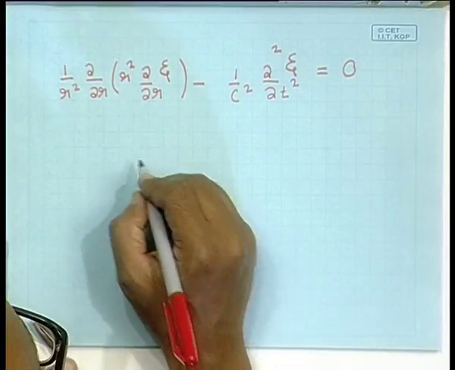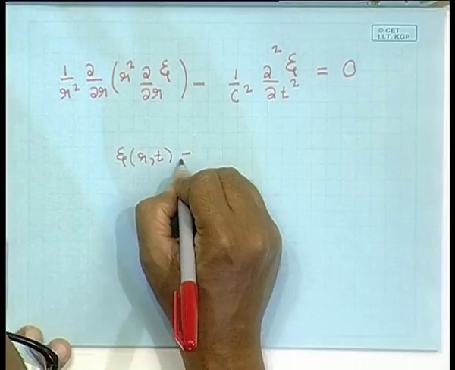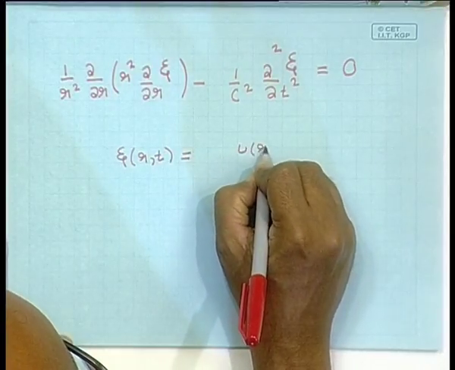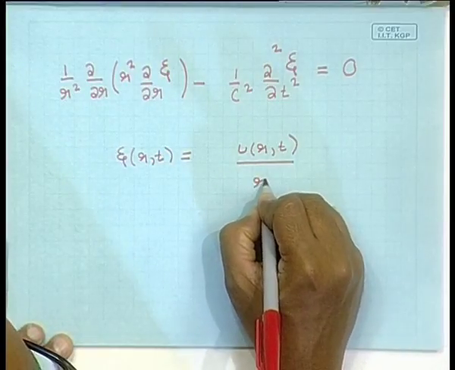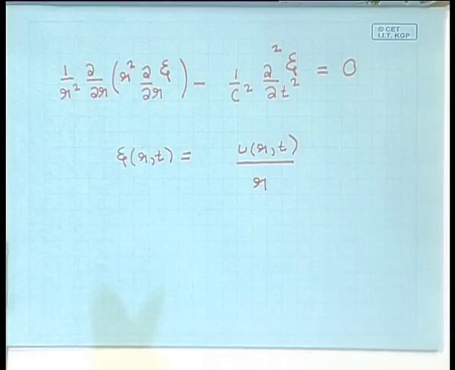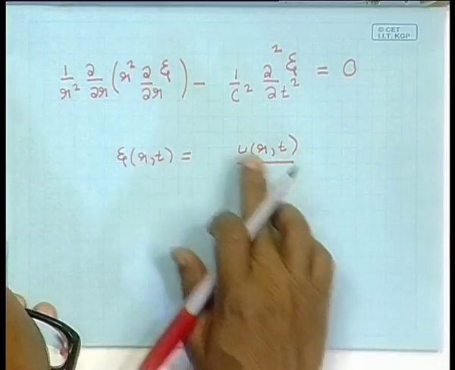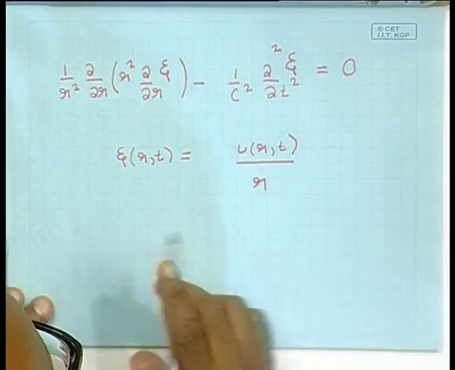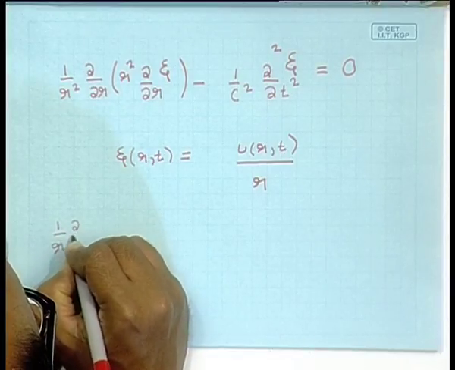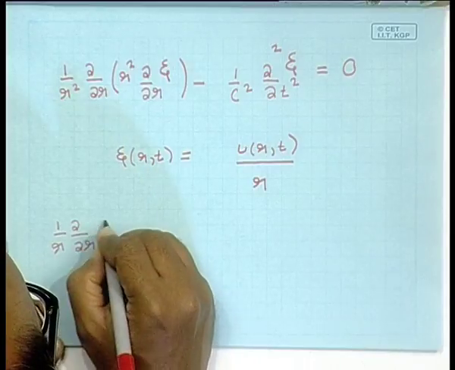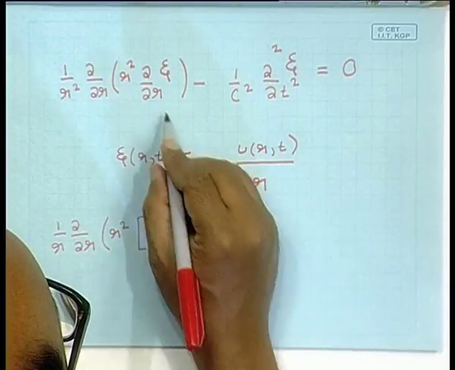Now it is convenient to introduce a new variable here. So xi is a function of r and t. It is convenient to introduce a new variable u, which is also a function of r and t, such that xi is equal to u divided by r. So with this new function, we have to differentiate this once with respect to r. So let me do it here. 1 by r partial derivative with respect to r, and then I have r square, and let me write down the derivative of xi with respect to r.